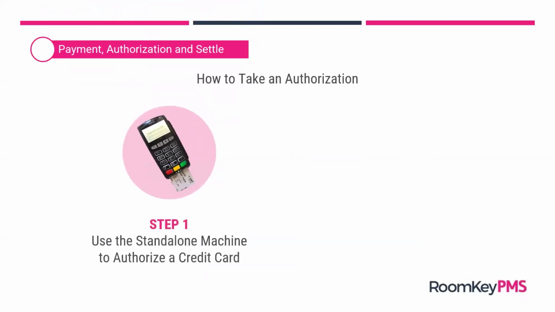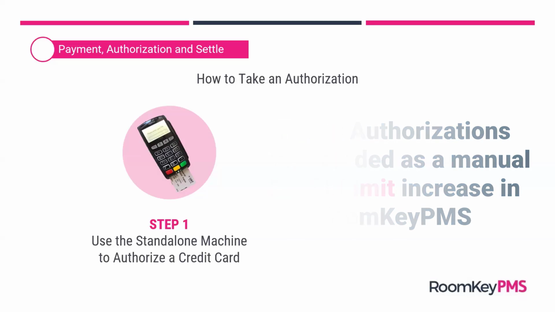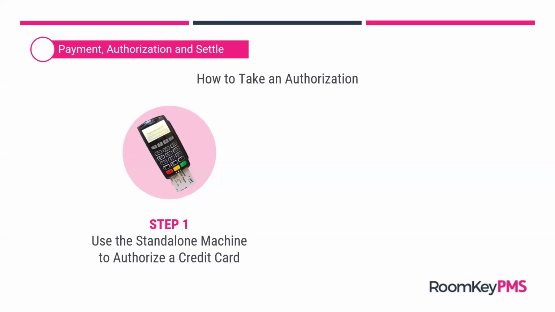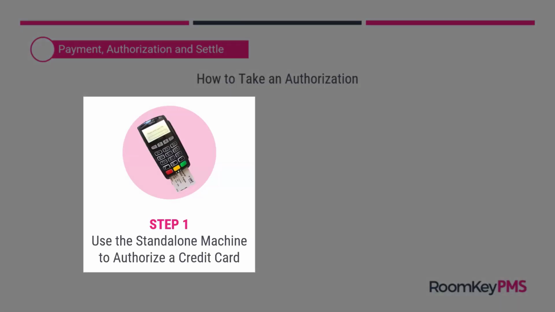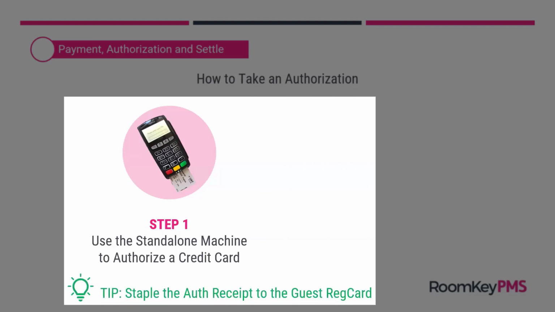Now let's take a look at how to process an authorization. Now, one thing to note with a manual or standalone credit card machine, these authorizations are not technically recorded in Roomkey as an authorization. What we are doing instead is managing the credit limit manually on the guest reservation in Roomkey. So when you take an authorization using a standalone machine, you're going to authorize the credit card using the machine itself. And once that authorization is approved, you will receive an authorization receipt.